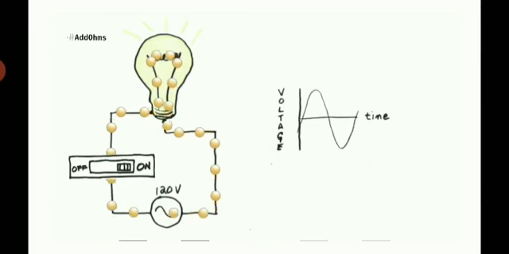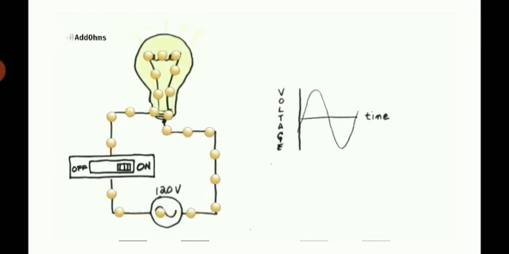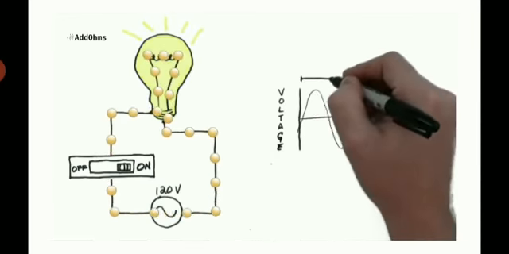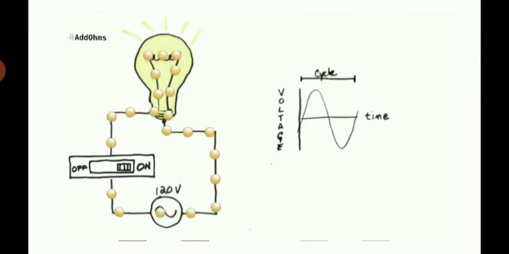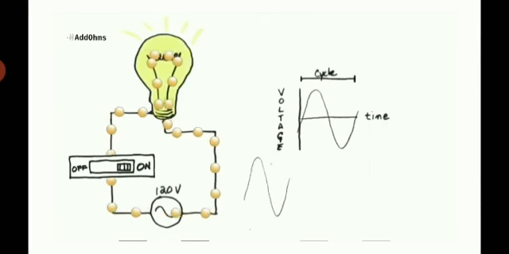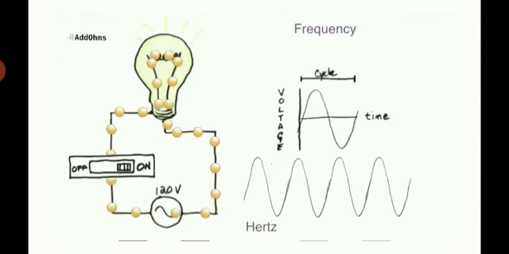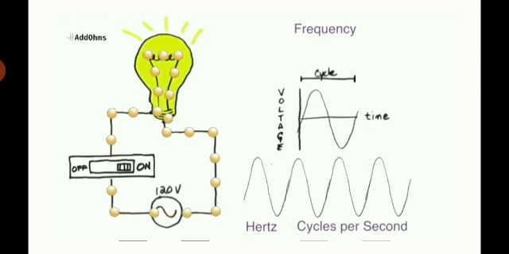As you can see in this video, for AC supply, for the positive half direction it is flowing clockwise and for the negative direction it is flowing anti-clockwise. Such one complete cycle is called a cycle. Such a number of cycles completed in 1 second is called the frequency.